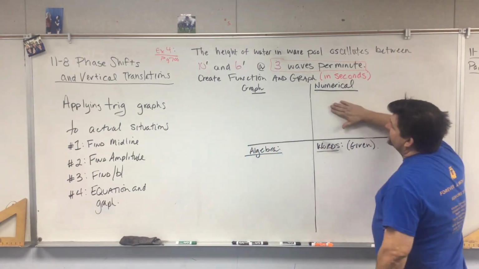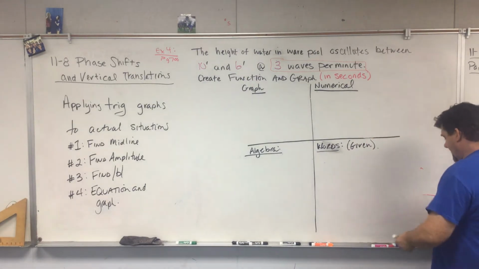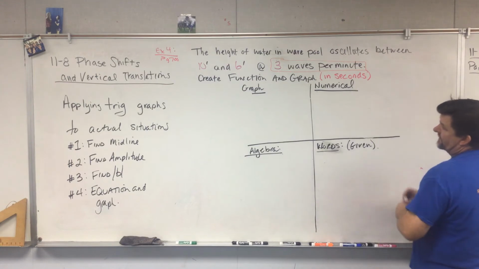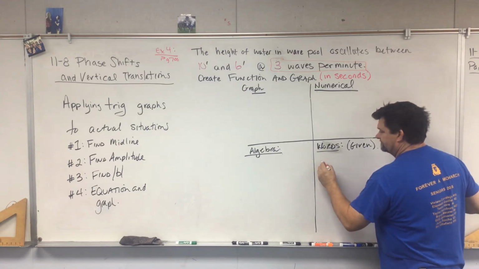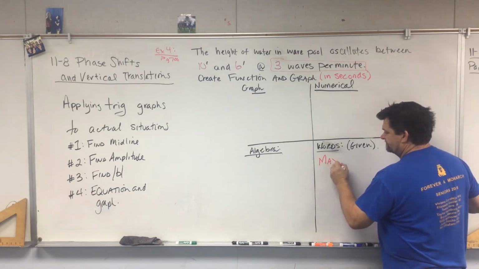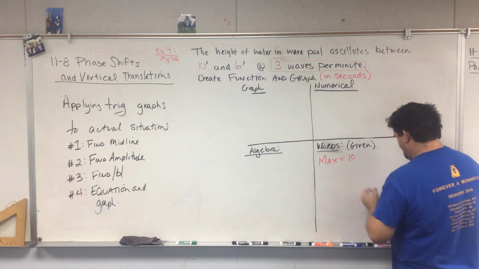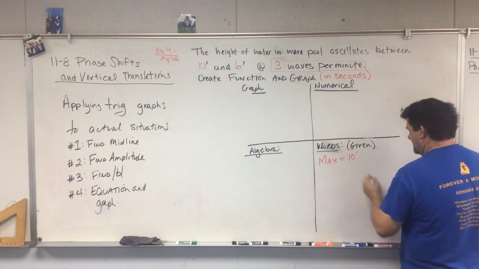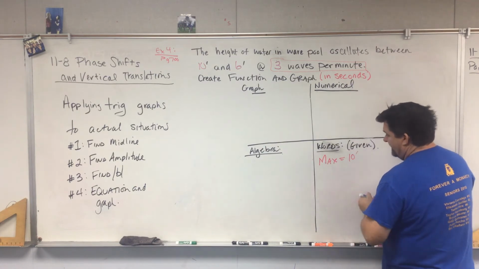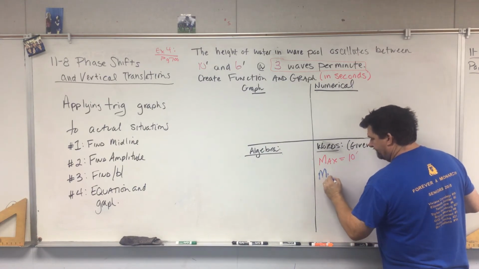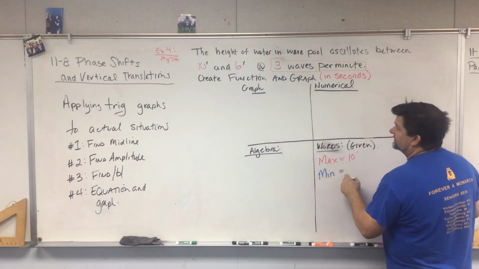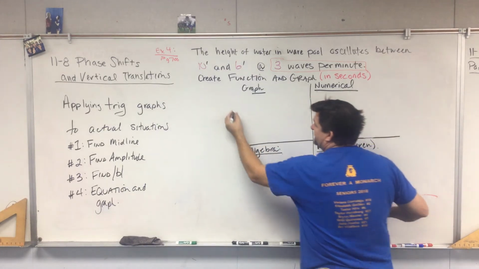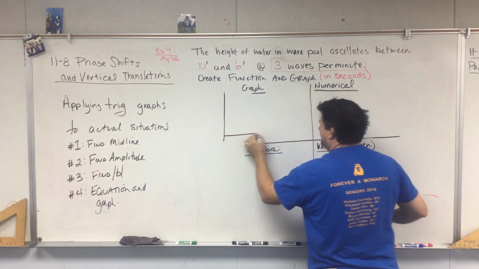So now we've got new pieces of information. I'll do it a little bit differently in colors here. We have a maximum equal to 10. We have a minimum equal to 6 feet. So let's graph that first.